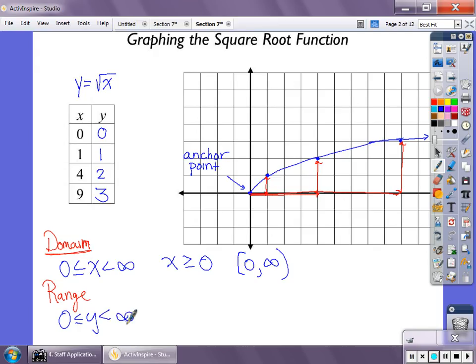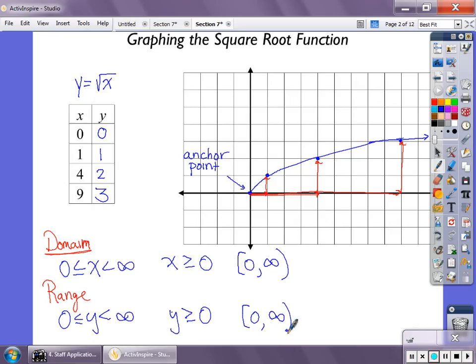One thing to notice is that it can equal 0. It'll never equal infinity in both the domain and range. Okay, so you could also write the range as y greater than or equal to 0, and same thing, 0 to infinity.